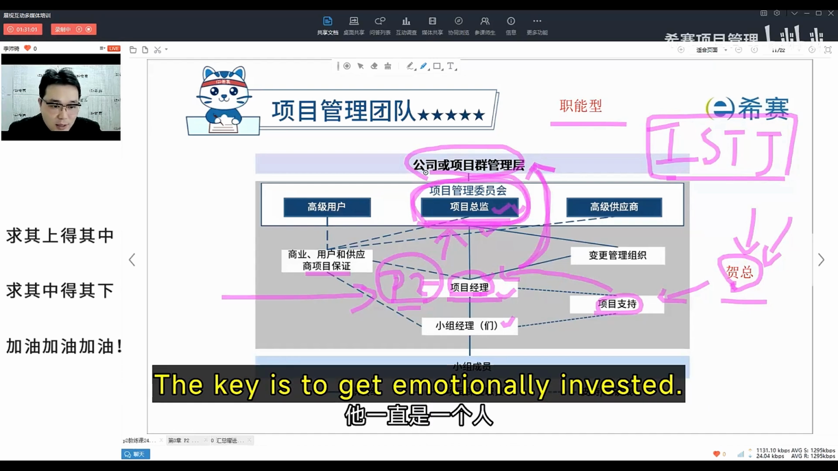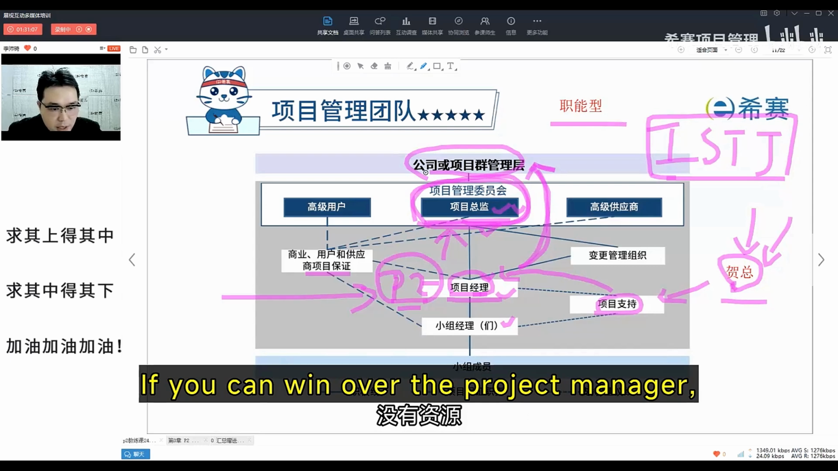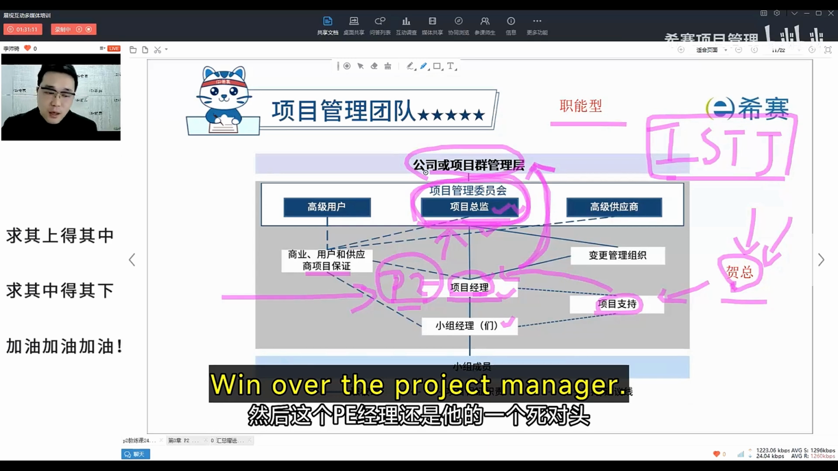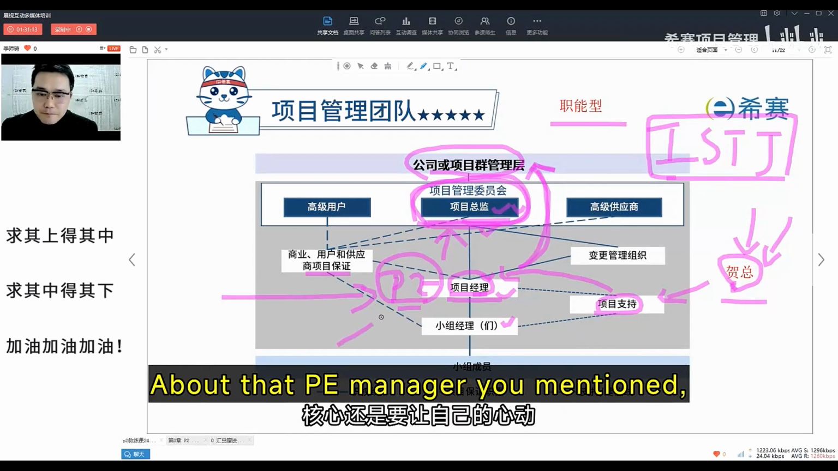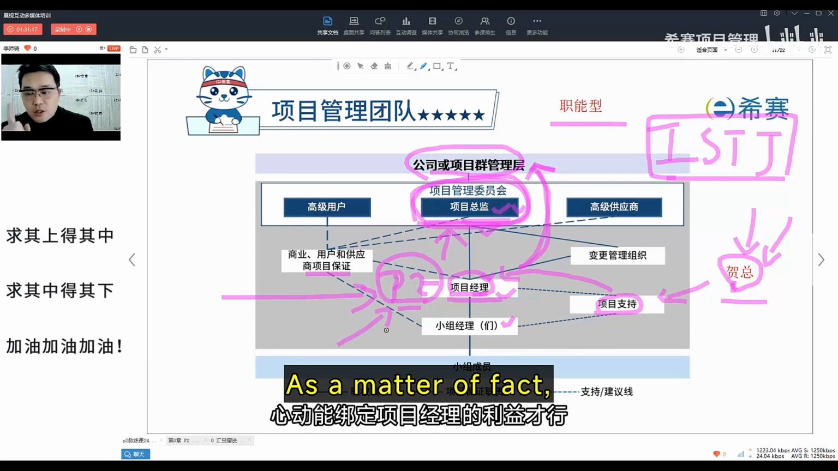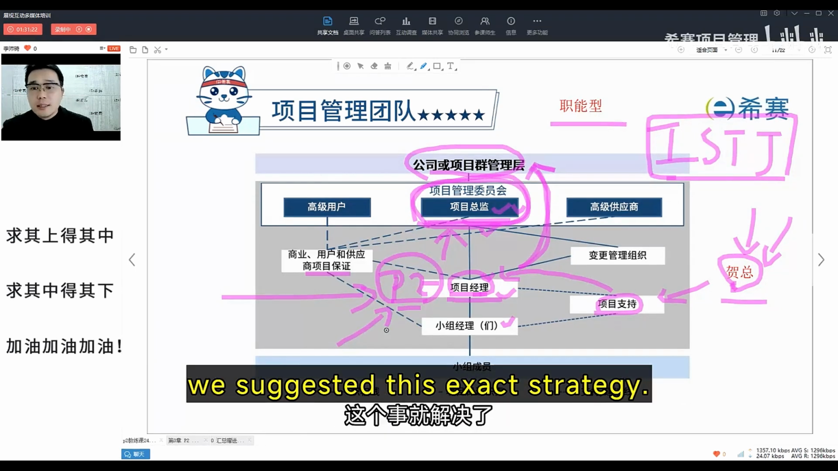The key is to get emotionally invested. You need to align your passion with the project manager's interests. If you can win over the project manager, the problem's solved. He's got it right. Win over the project manager. About that PE manager you mentioned. As a matter of fact, when we ran that course, we suggested this exact strategy.